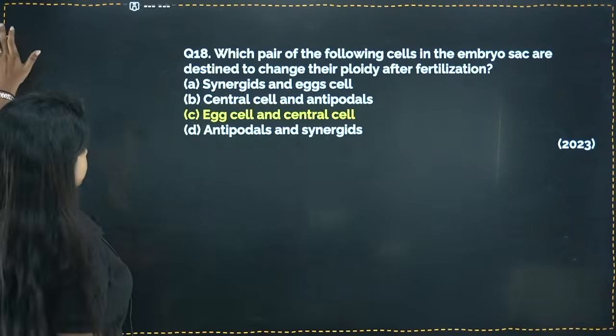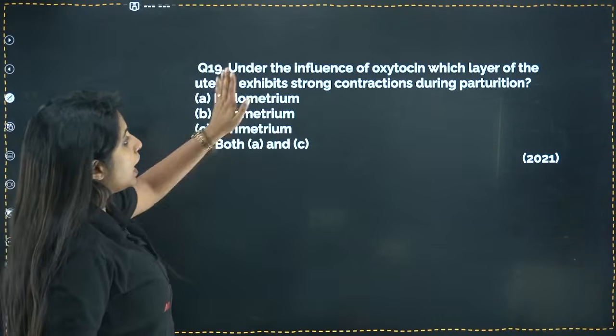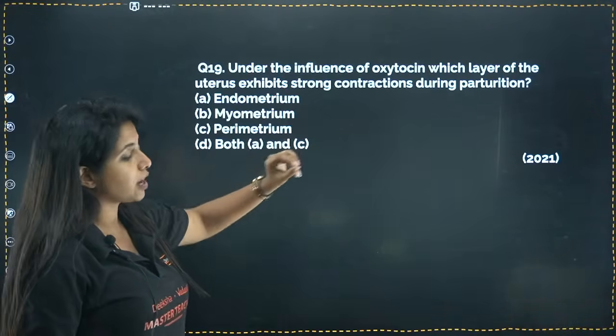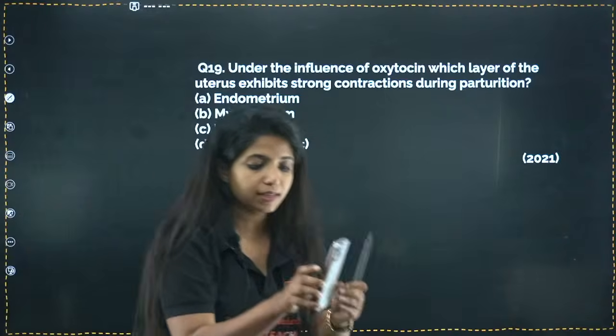Okay? Yes. Now, question number 19. Under the influence of oxytocin, which layer of the uterus exhibits strong contraction during parturition? What do you think is the answer for this question?